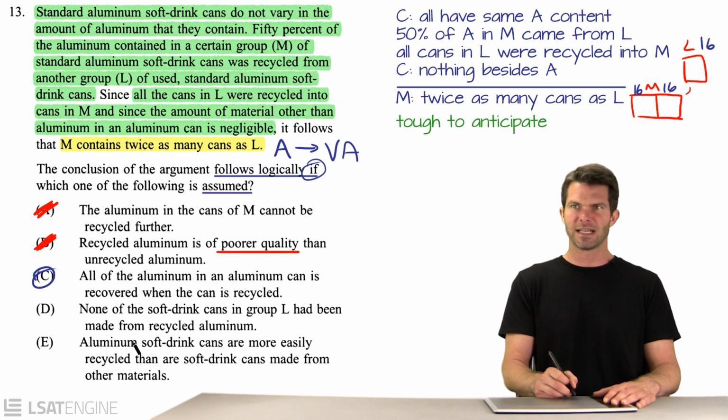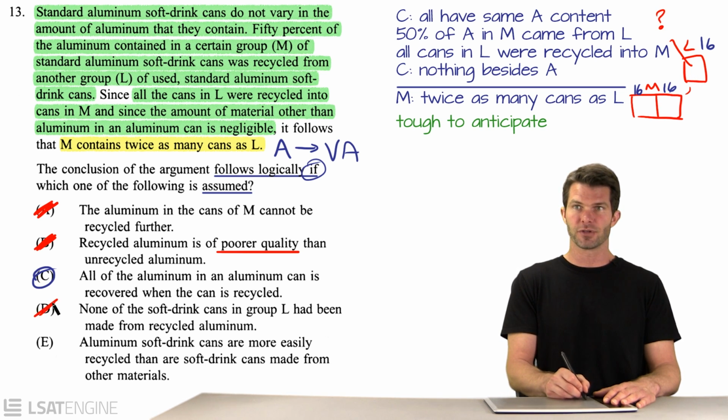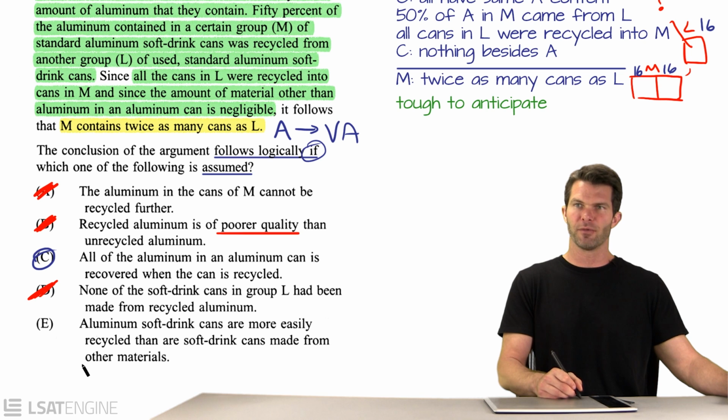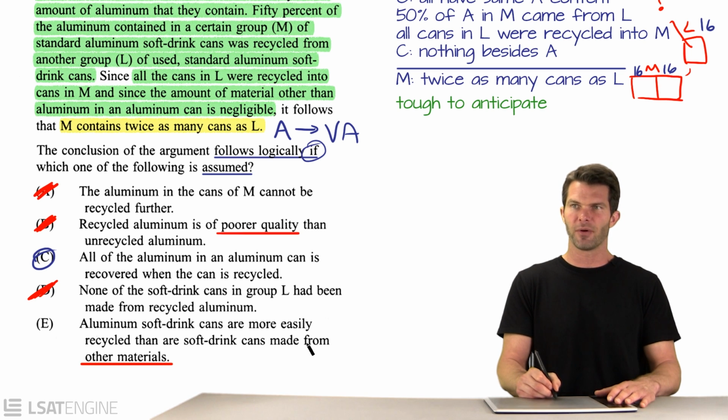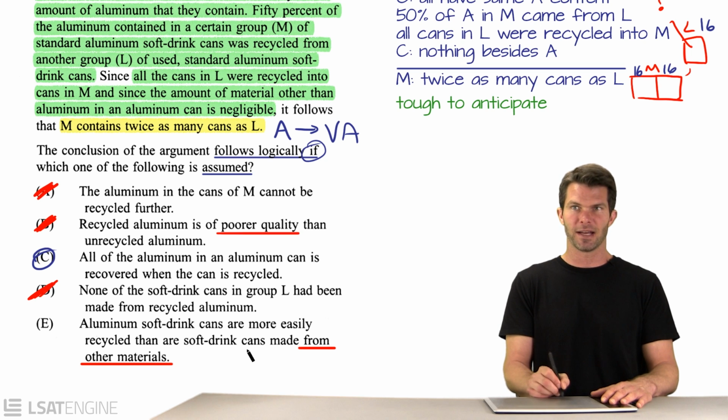But let's see what's wrong with D and E. D says none of the cans in L were made from recycled aluminum. Well, we don't really care where these guys came from, right? That's not relevant, and it's not helping guarantee our conclusion. E says aluminum cans are more easily recycled than other cans made of other materials. Well, this is going to be an irrelevant comparison. We really don't care about how easy it is to recycle other materials. So that's not helpful, and it's not going to guarantee our conclusion.